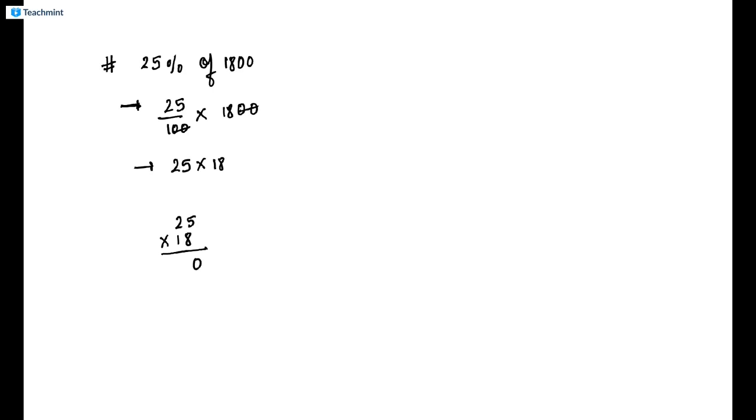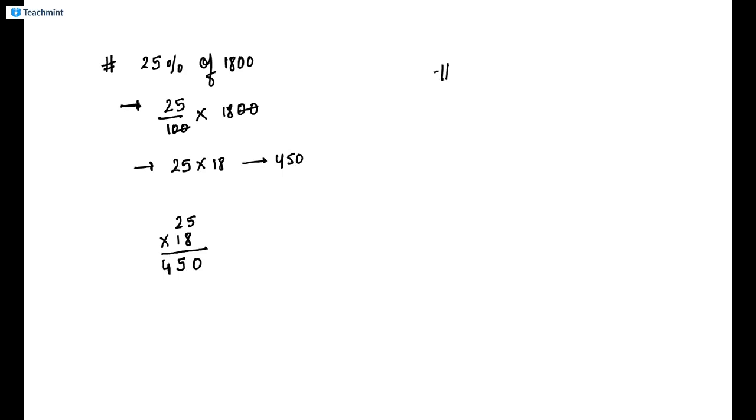5 8s are 40. I am using the speed math method. 2 8s are 16 in the mind. 2 8s are 16 plus 5, it is 21, and plus 4, it is 5, and 2 is carrying, and it is just 450. Is it clear? So the answer will be 450. This is the traditional method that we are going to use.